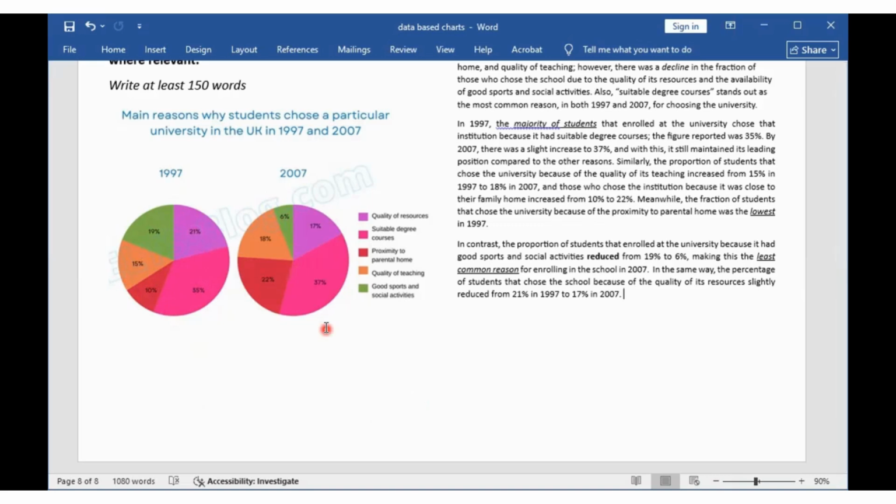You see, that one can be done, and this one also can be done. Nobody will lose marks for using either of the two, as long as you use the right language: increased, decreased, least common, most common. As long as you use those words correctly and you quote your figures correctly, you are still going to be on the right track. I hope it's clear.